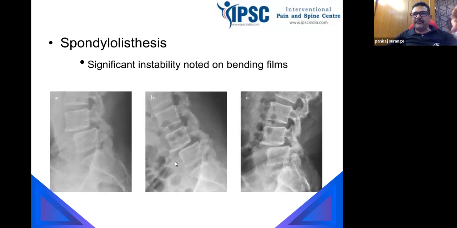If it is a stable listhesis and the patient is having stenotic symptoms, in that case we can still go with decompression, posterior decompression. But if it is an unstable listhesis, these are the patients who require fixation, surgical fixation or percutaneous fixation. So that is why it is important to establish whether it is a stable listhesis or an unstable listhesis.